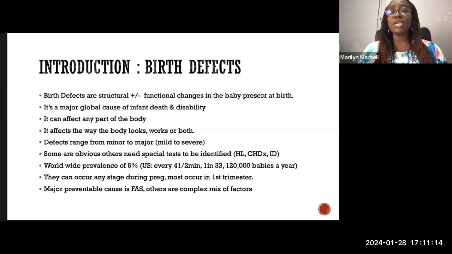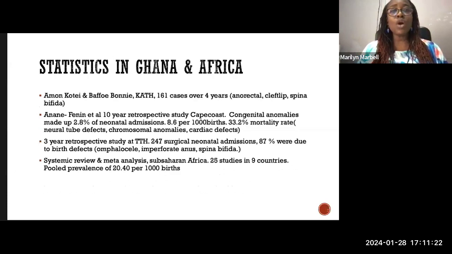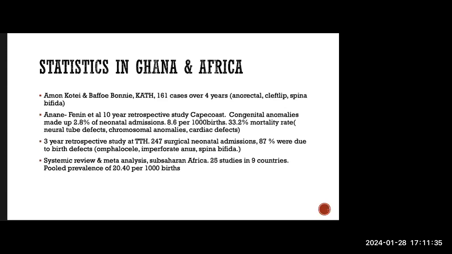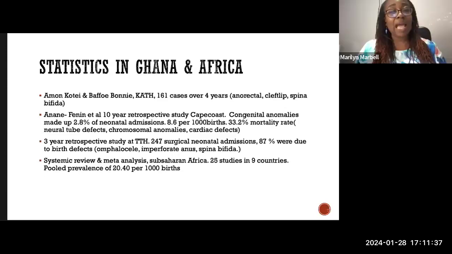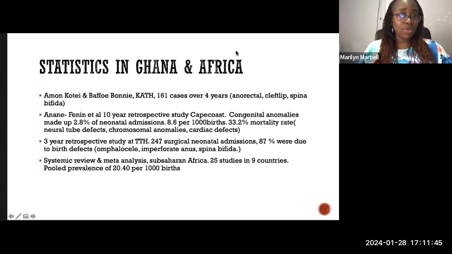But the causes usually are a complex mix. Some of them we can prevent, others we cannot prevent. So what about statistics in Ghana? I gave statistics for the US and for worldwide. So as usual, we do not have prevalence studies for Ghana, but we do have some studies, and I was pleasantly surprised when I was looking through things that we do have some studies when it comes to birth defects.